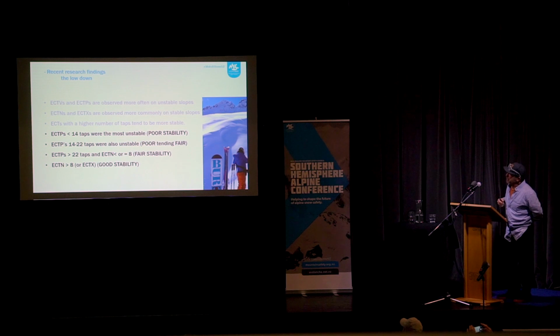Likewise, when you get an ECTN, if you get a crack on anything later than the 8th tap, or you don't get any cracks at all, that's more of a tendency towards good stability. When you have the ones that are less than 8, where you get a crack on the 3rd tap from your wrist, that's more closely linked to fair stability, and it's similar to the greater than 22 taps when you get a positive result.